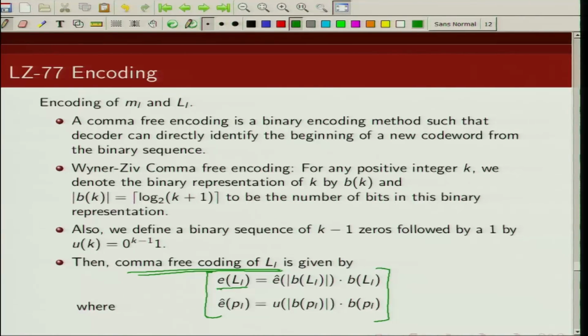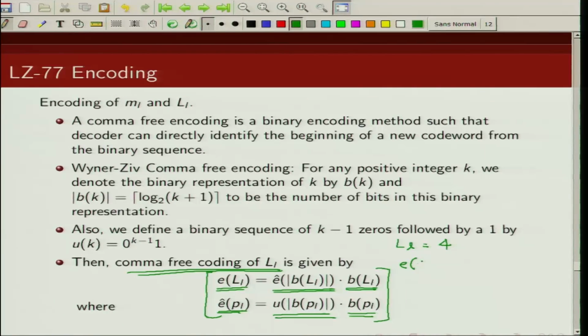So the comma-free encoding of L is given by E hat of the number of bits required to represent the binary representation of L, concatenated with this binary representation of L, and this quantity is given by U of the number of bits required to represent it in binary. So let's take an example. Let's say L is 4.